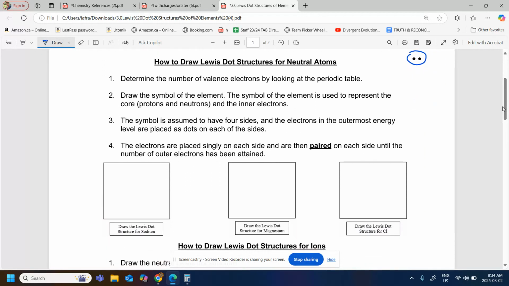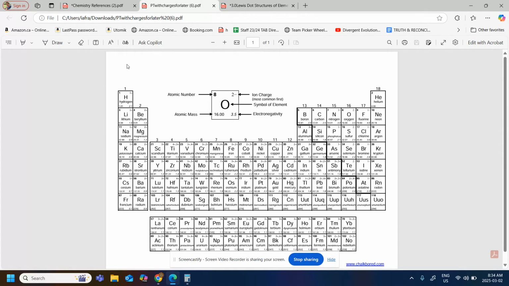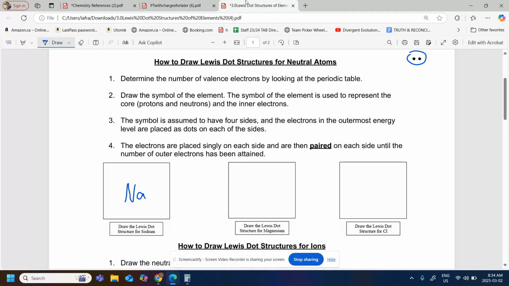If you want to draw a Lewis structure for, let's say, sodium, what you would do first is simply draw the symbol for sodium. You would go look at what group it's in. Here's sodium, group 1. So it has 1 valence electron, and you would place 1 dot.